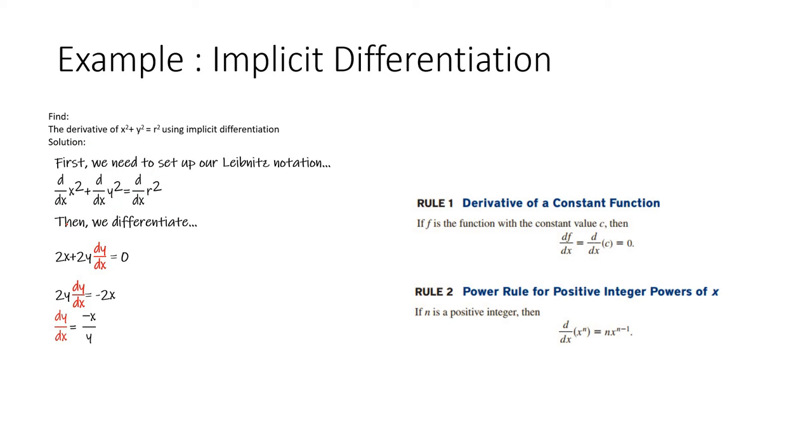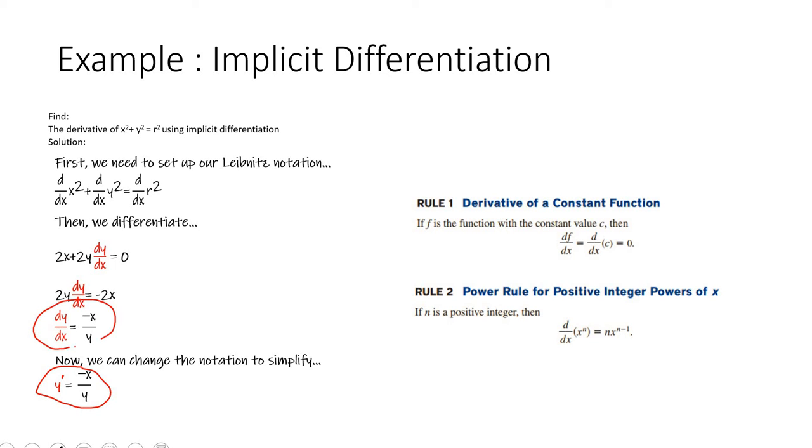Now, an extra step that is optional but highly recommended is that after getting to this point, you change from Leibniz notation to the notation using primes, which will just look like this. y prime is equal to negative x over y. Why did I do that? Well, this looks slightly less complicated than this.